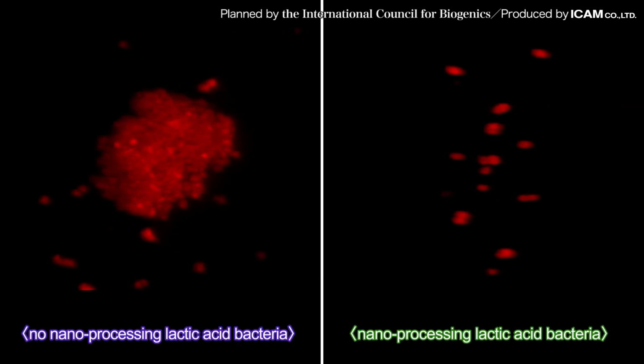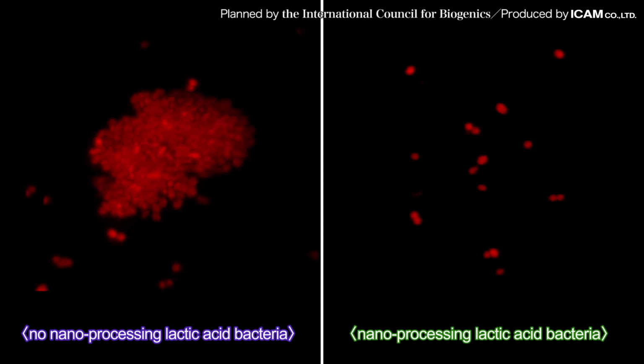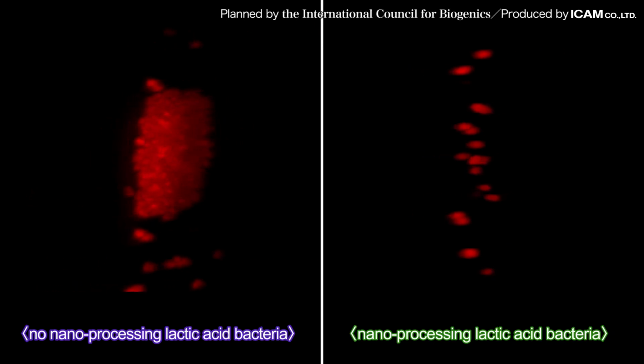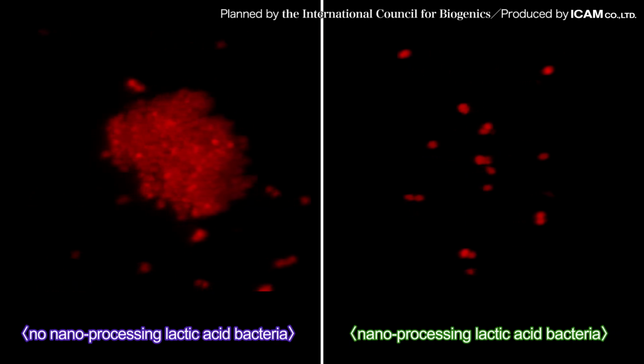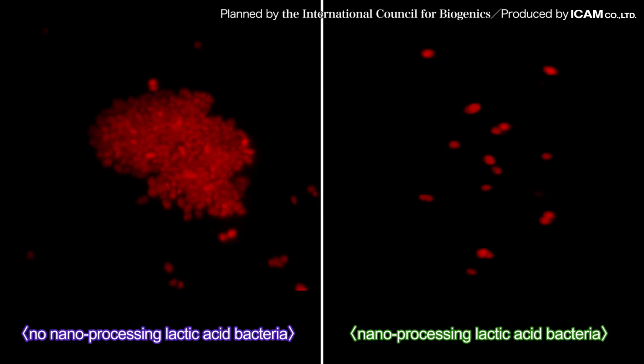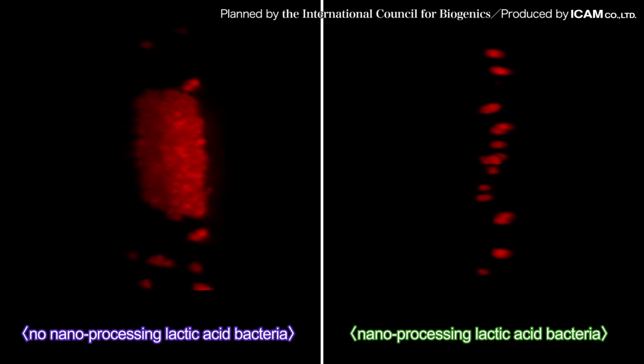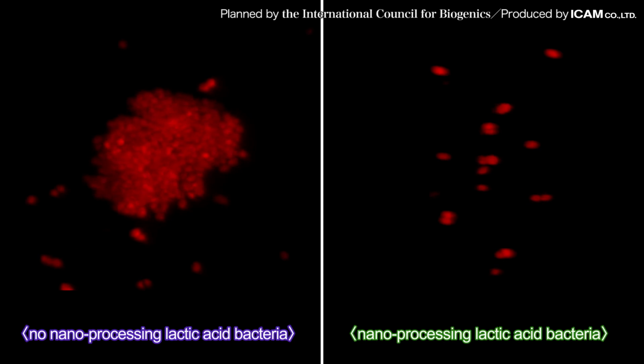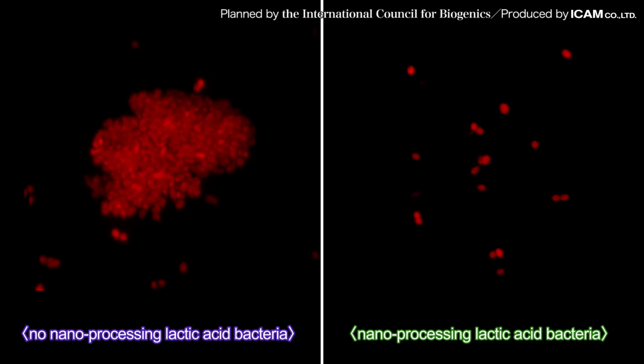The clumps of non-nanoprocessed lactic acid bacteria are not broken down into dispersion even after treating them in artificial gastric acid for 3 hours and in pancreatin for 9 hours. They are both administered to mice to compare the way they are actually absorbed into the body.